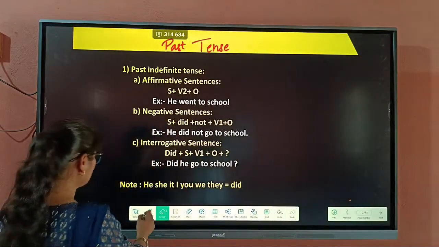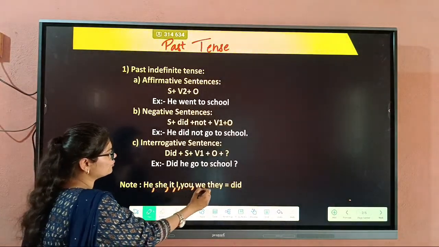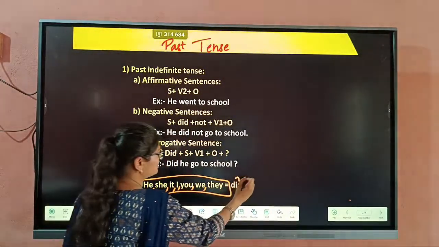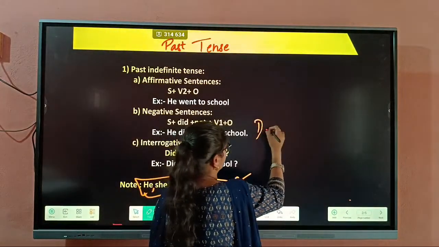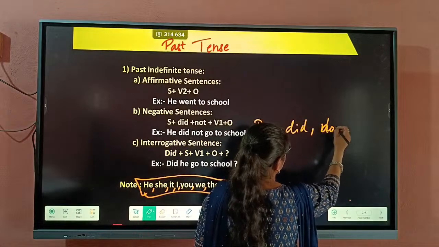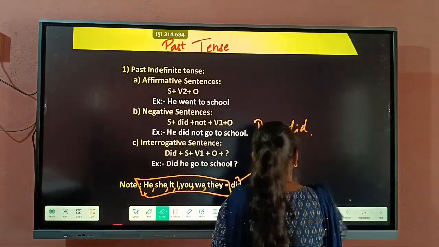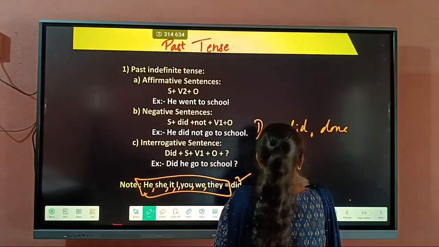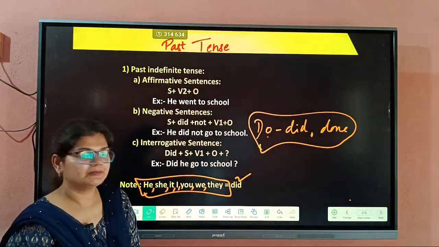In this, we will note he, she, it, I, you, we, they. Always with them we will use did. Okay. Do, did, done. Three forms. Clear?